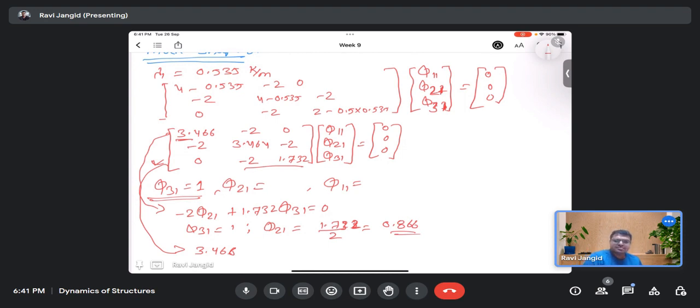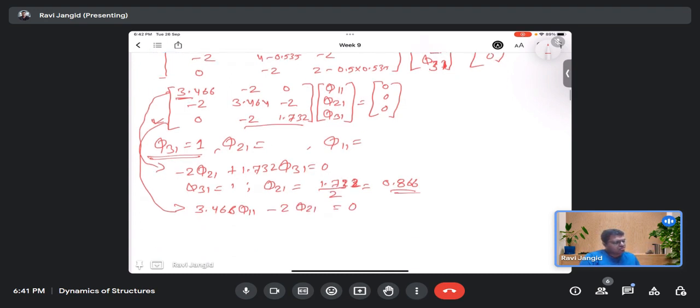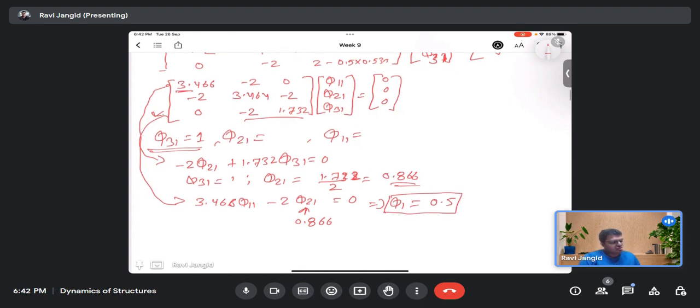Is it okay? Okay, sir. So 3.466 φ11 minus 2 times φ21 is equal to 0. Now we have the value of φ21, so put it as 0.866. So you will get φ11 as 0.5. So here your mode shape for the φ1 vector is coming out to be 0.5, 0.866 and 1.